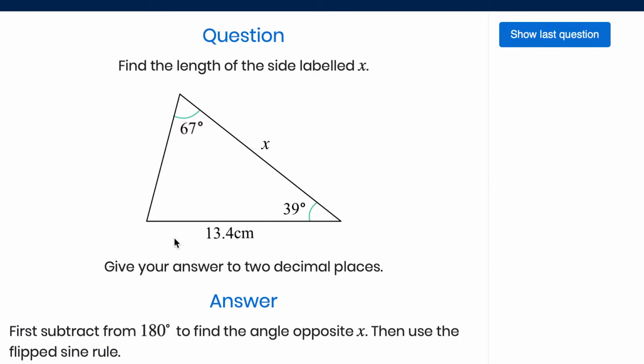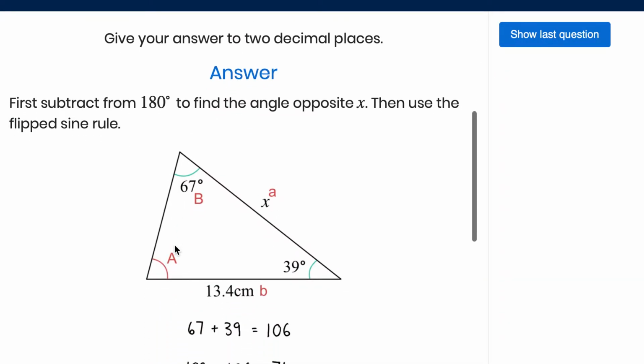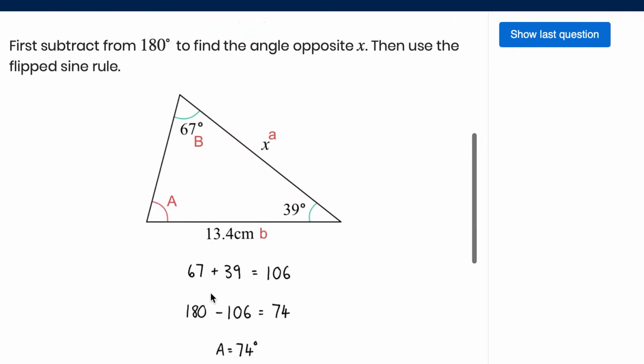And we do this by using the fact that angles add up to 180. So, 67 plus 39 is equal to 106. And 180 minus 106 is equal to 74. This is our missing angle, let's call it A. And since this angle is opposite x, we have all the information we need to use the sine rule.